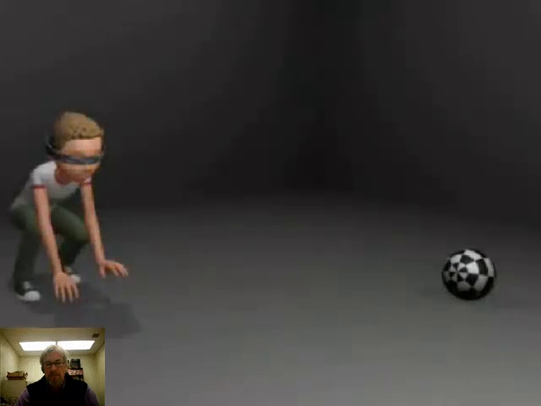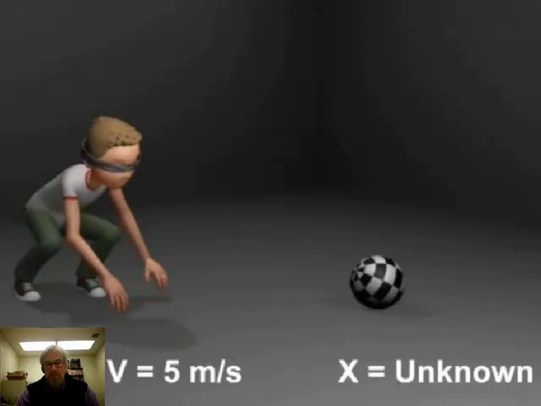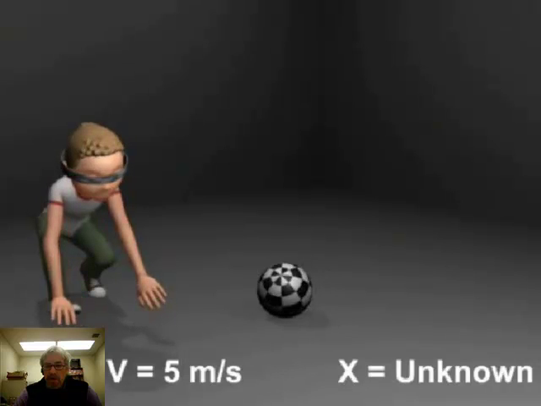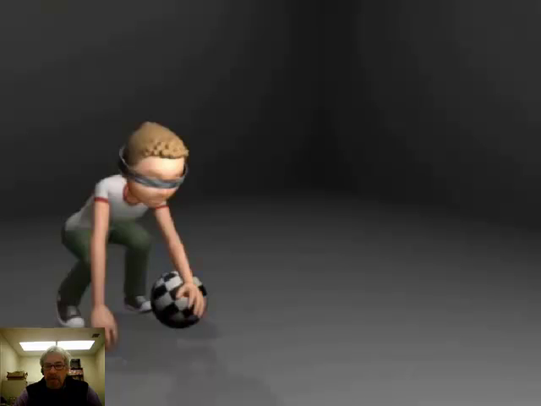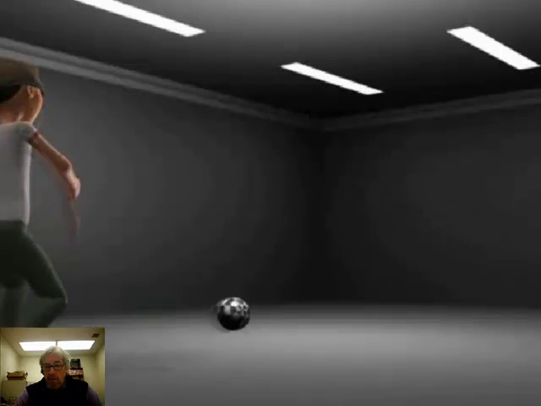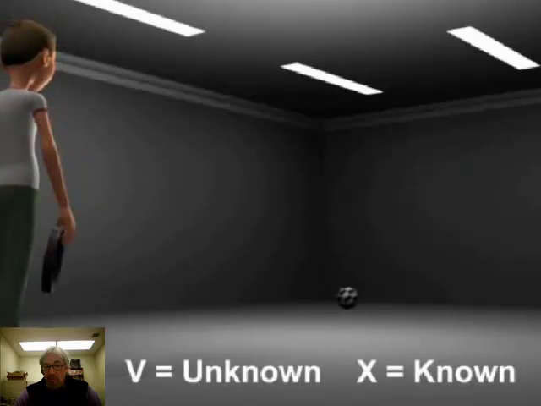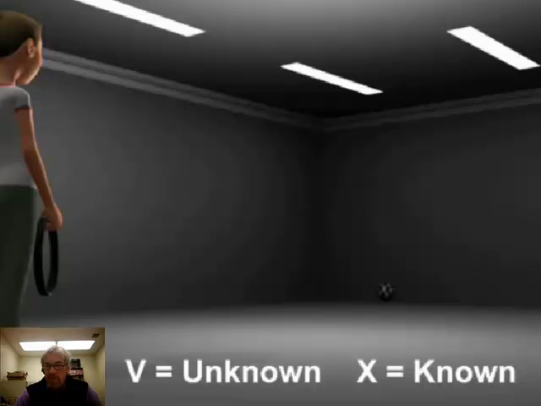So here's a boy that's blindfolded. He's in a room. He knows this ball is going 5 meters per second, but he doesn't know where it is. The only way he's going to be able to find out where it is is by coming in contact with it. Now he knows the ball is right at his shin, but at the point he determines that, he actually interferes with the ball's motion and changes its velocity. That's what Heisenberg was saying. The only way we can find out where the object is is by changing its velocity.